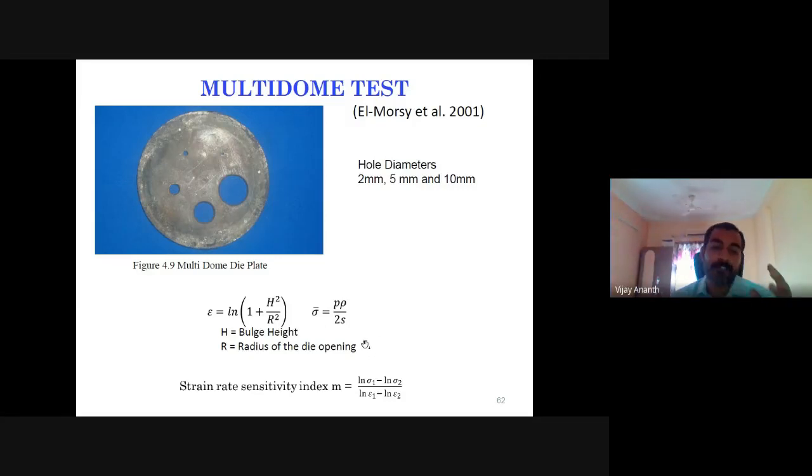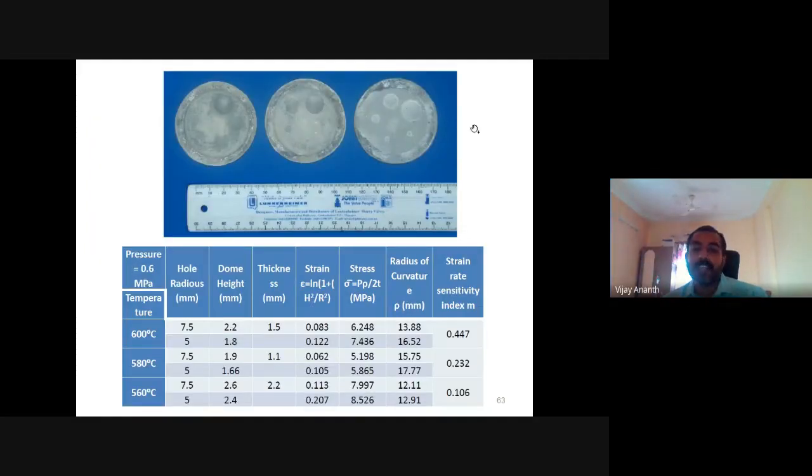One way is through the graph of the uniaxial tensile test, from which we can calculate the strain rate sensitivity index. Another way is through forming in the multi-dome test. These are the components formed by the multi-dome test. We have obtained the dome height as well as the thickness, strain, and stress. For different temperatures, we have calculated the strain rate sensitivity index.